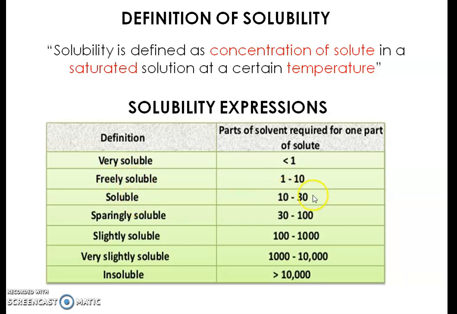Similarly, if it requires 10 to 30 parts of solvent, meaning 1 milligram requires 10 ml to 30 ml of solvent to dissolve, then it is soluble. If it requires 30 to 100 parts of solvent, then it is sparingly soluble, and if it requires 100 to 1000 parts of solvent, it is called slightly soluble, and if it requires 1000 to 10,000 parts, then it is very slightly soluble. And lastly, when it requires more than 10,000 parts of solvent, then it is insoluble.